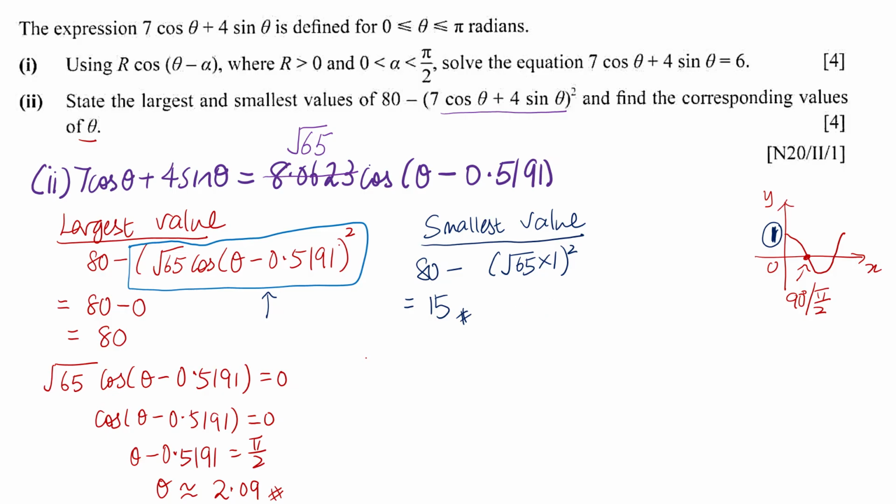All right, and that happened when your cosine theta minus 0.5191 is equals to 1. Right, so to get 1, look at the graph, cosine 0 degree gives you 1. So this will be 0. So therefore your theta will be 0.519 expressed to 3 significant figures.